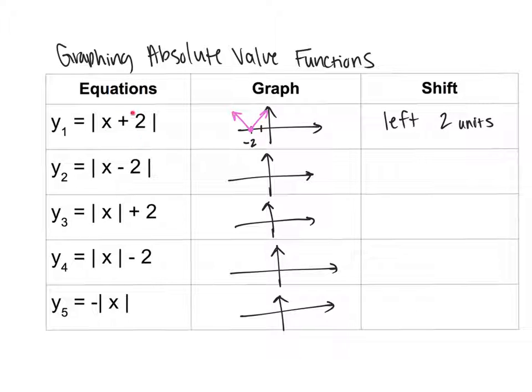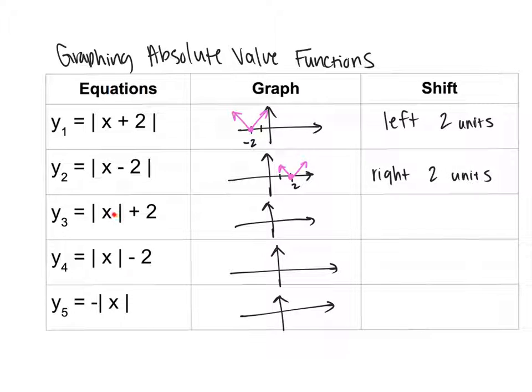So when it's on the inside and it's a positive number, it shifts left. So this one here, if it's a negative on the inside, it's going to shift right 2 units. And so we would go this way to +2 and then draw our vertex, make our V. And I'm doing a very rough sketch because I just want you to notice the shifting.